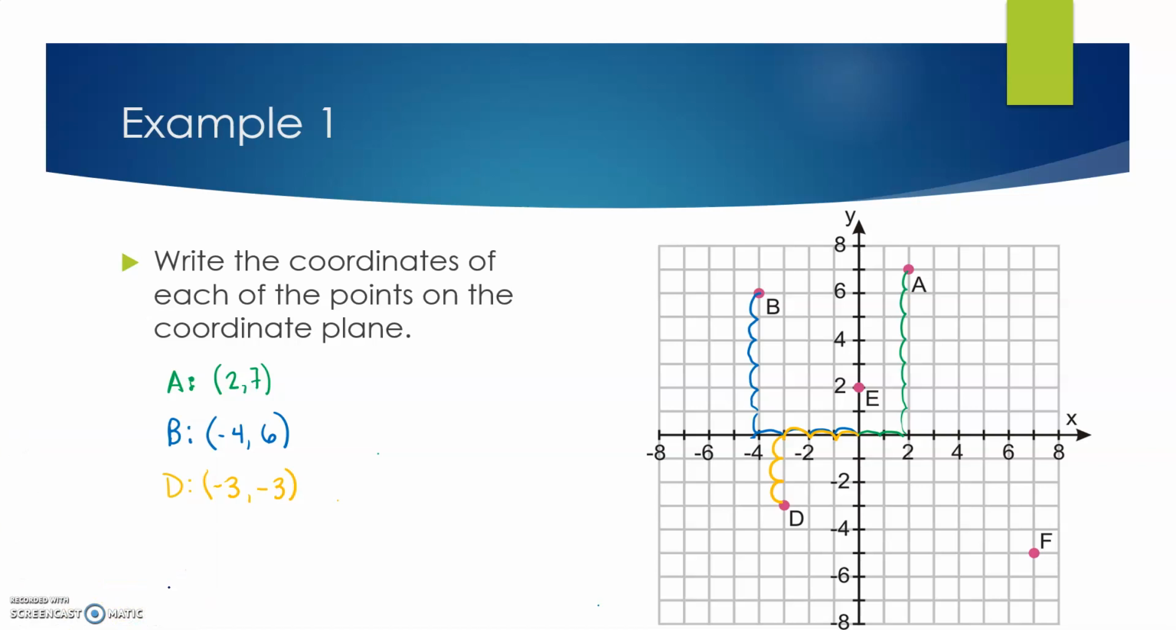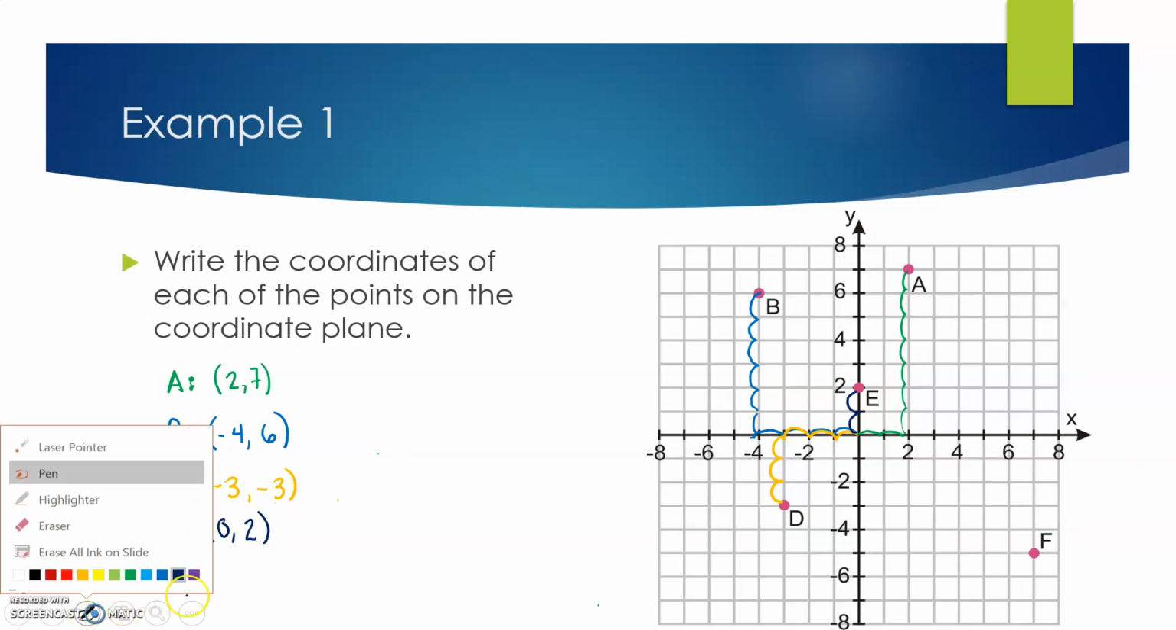All right, so for E, I actually don't move left, I don't move right, I just move up 2. So I didn't move left or right any, so I moved 0 in the x direction, and I moved 2 in the y direction.